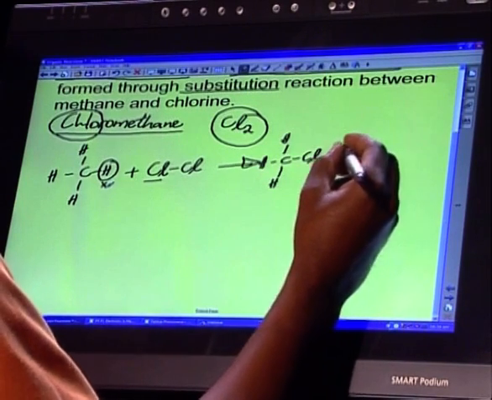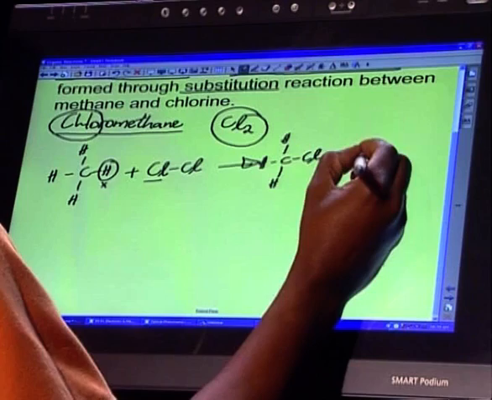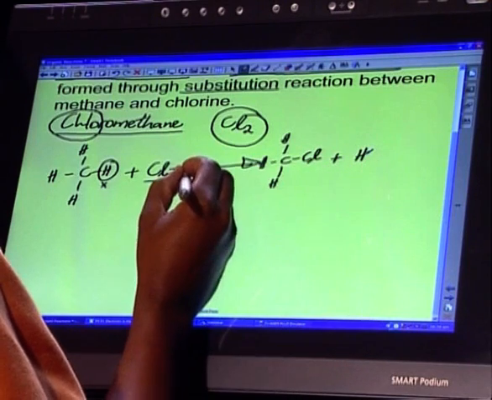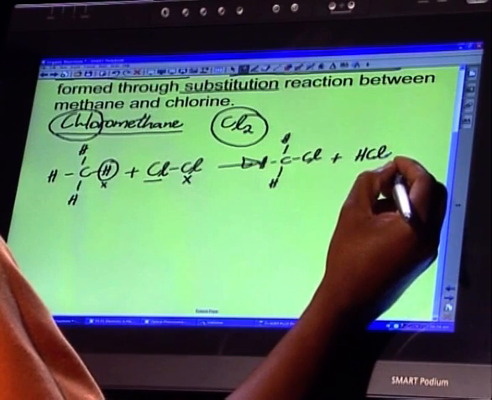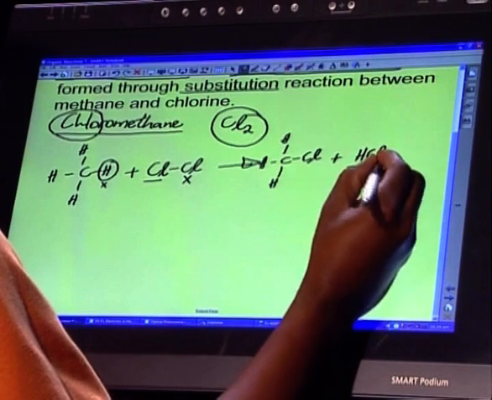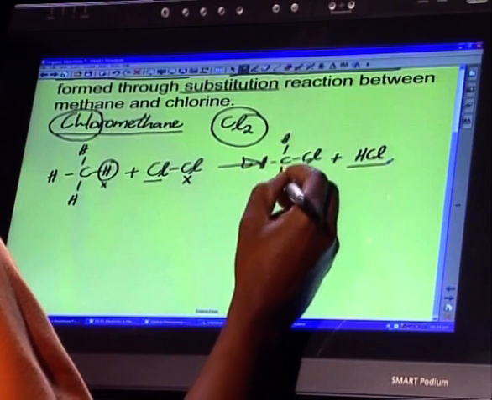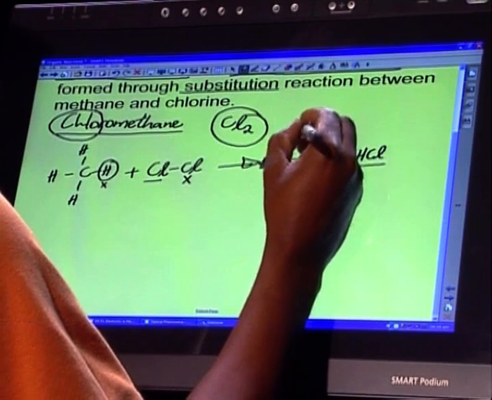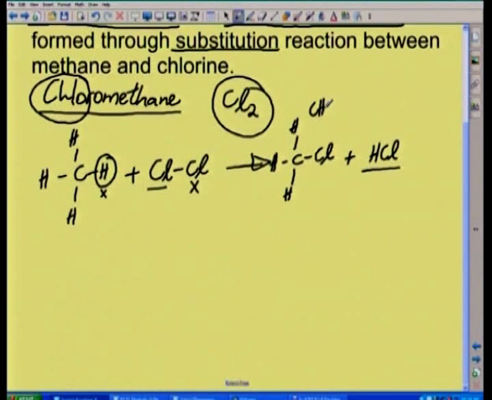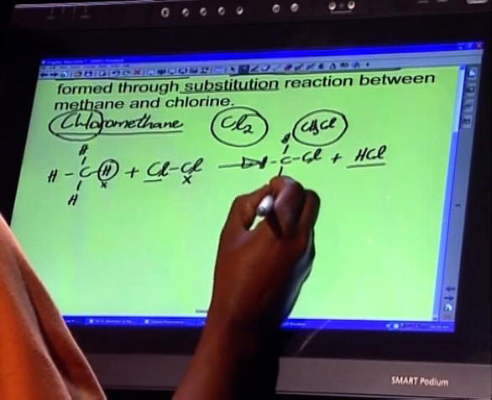Matter is never lost. So what is going to happen is that this H here, this hydrogen atom, with this other chlorine atom are going to react together to give us what we call hydrochloric acid, HCl. Now, this molecule here, if you like, you can write the molecular structure for it, or molecular formula. That will be CH3Cl. Now, this is chloromethane.